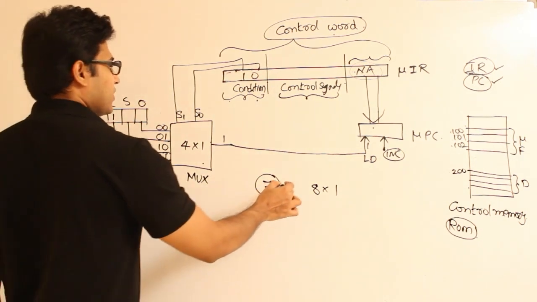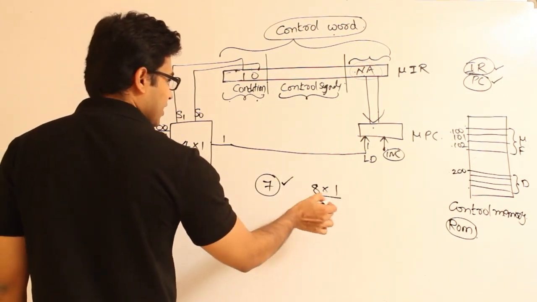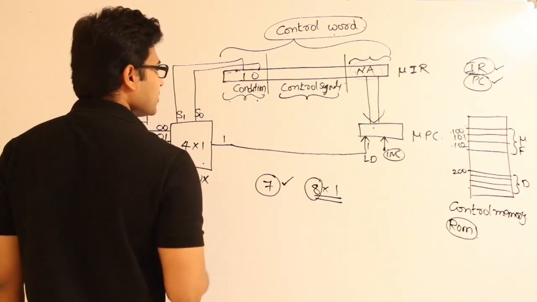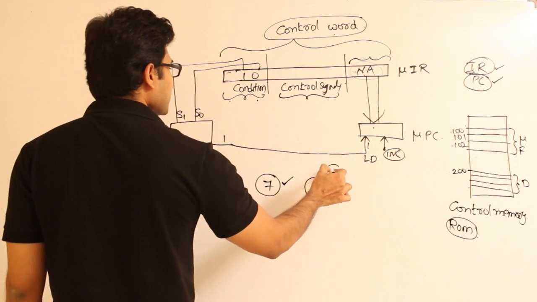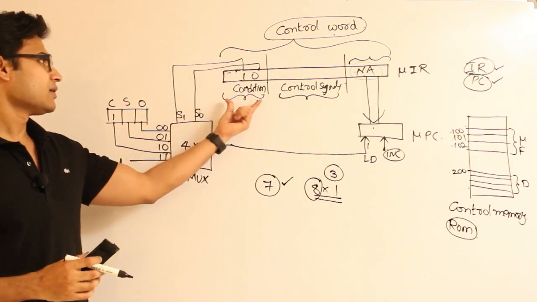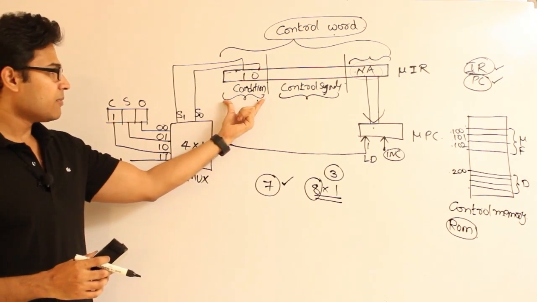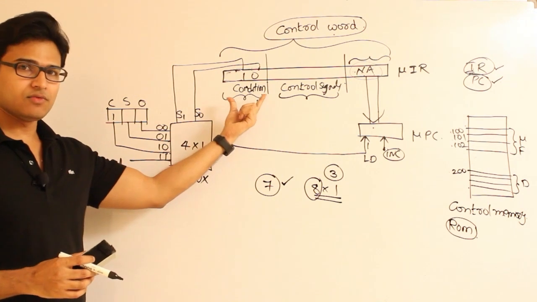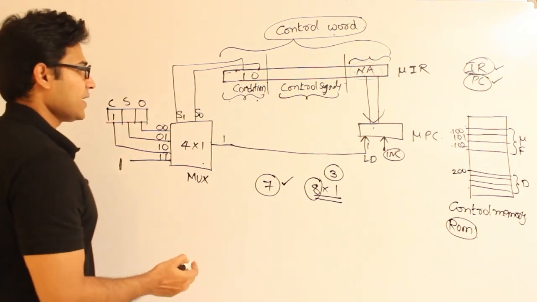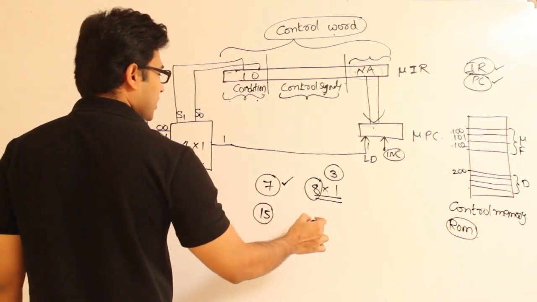So if you have 7 flags, better go with an 8x1 multiplexer. If you have an 8x1 multiplexer, in order to select one of the 8 inputs, we are supposed to have 3 bits. Therefore this part is going to be 3 bits. So the condition part of the control word is going to depend on the number of flags that you wish to check for making a decision, right? If you have 16 flags, let us say if you have 15 flags, then how big should it be?